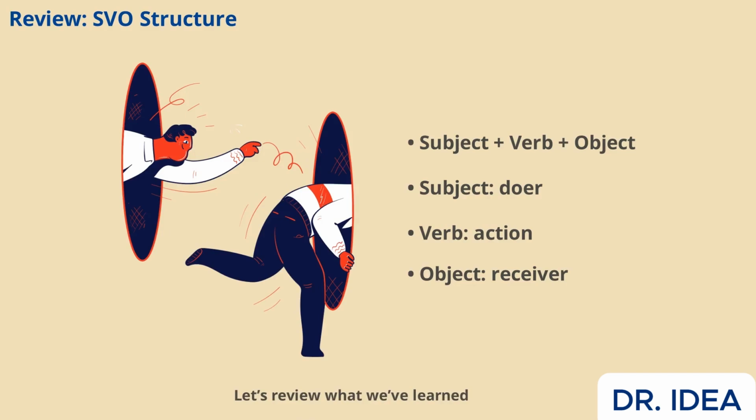Let's review what we've learned. The basic English sentence structure is subject plus verb plus object. The subject is the doer, the verb is the action, and the object receives the action. Using this order helps you speak and write English correctly. Practice making your own sentences every day to get better.